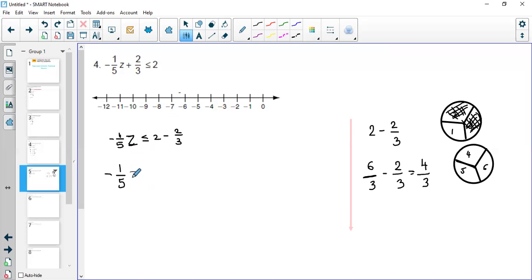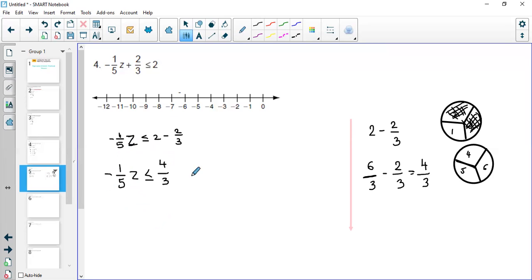So negative 1 over 5z is going to be less than or equal to 4 over 3. Now, are we done with the question? Definitely not yet, because we need to remove this negative 1 over 5 from here. So what do you think we're going to do for this negative 1 over 5?